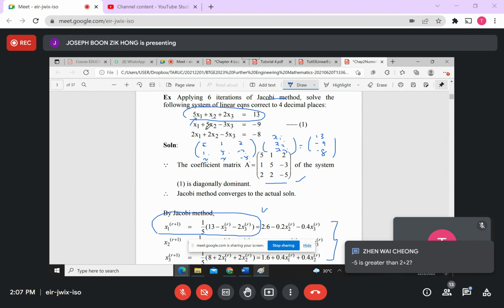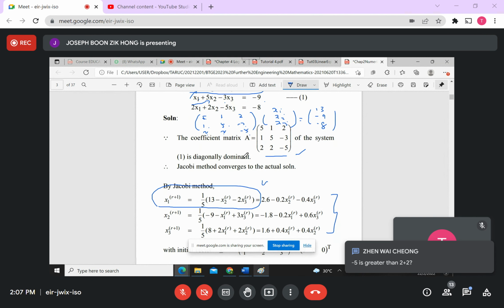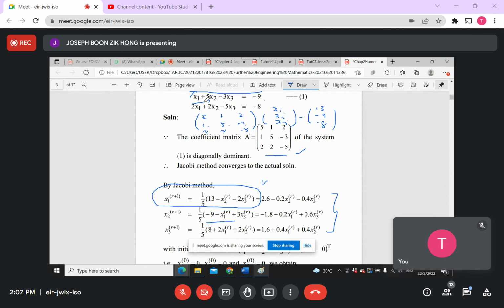And then for this one, you want to get x2. How are you going to get x2? Negative 9 minus x1 plus 3x3. So you have this one. But you have to divide by 5 as well, divide by the coefficient of this one. And the same for x3: negative 8 minus 2x1 minus 2x2, and then divide by negative 5. But because it's divided by a negative, when you move it in, it becomes positive. So that means now you will have this one. And the rest you just put inside so that you get the decimal. Only when it is diagonally dominant can you proceed with this.